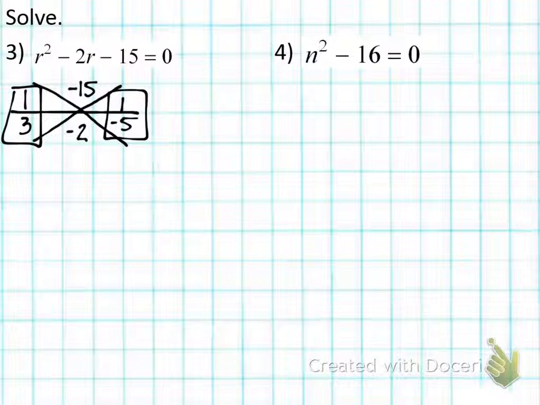Can I simplify these fractions in my X box? No. And tonight you shouldn't be able to simplify anything. Tomorrow we'll do more complex ones, okay? Alright, so we're going to rewrite this now as r plus 3 and r minus 5 is equal to 0.